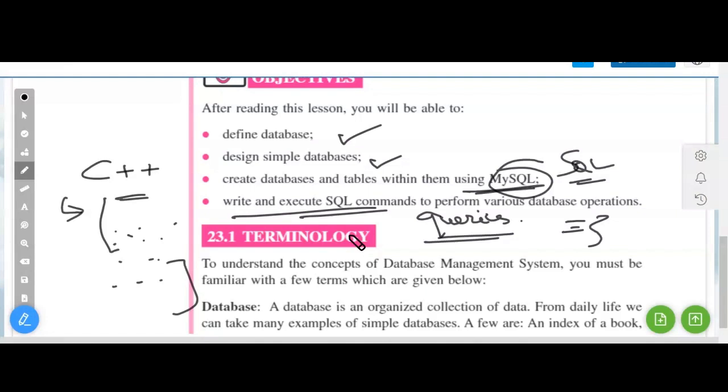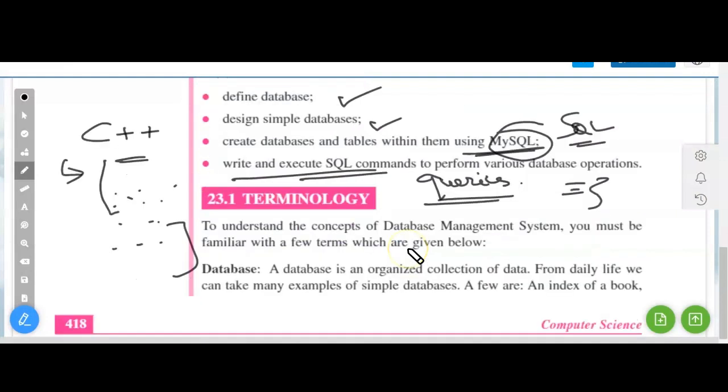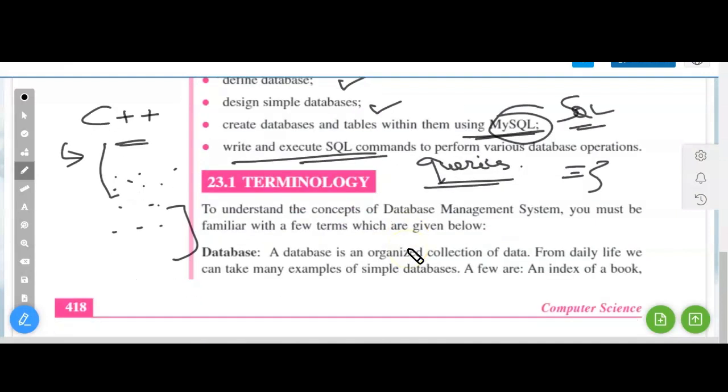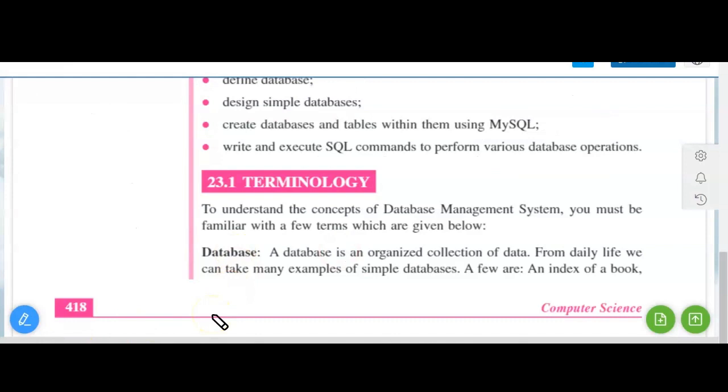Okay, so next, before learning all these queries and everything, we have to know some terminology. That means we have to know what terms are going to be used in this chapter. So let's see them. The first thing that we are going to learn in this terminology is database. A database is an organized collection of data.